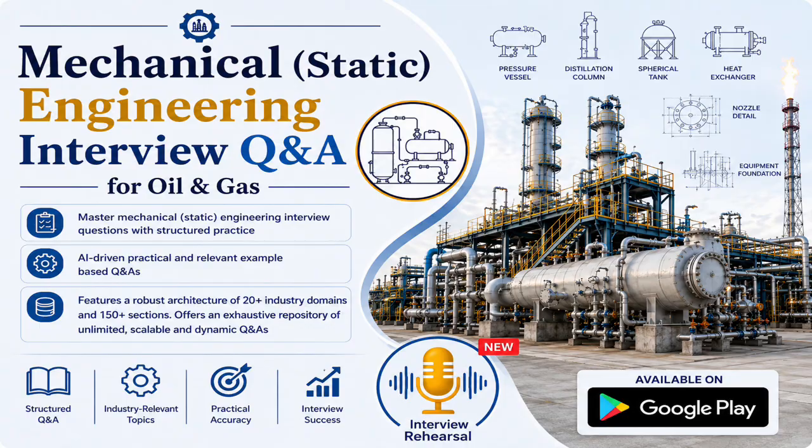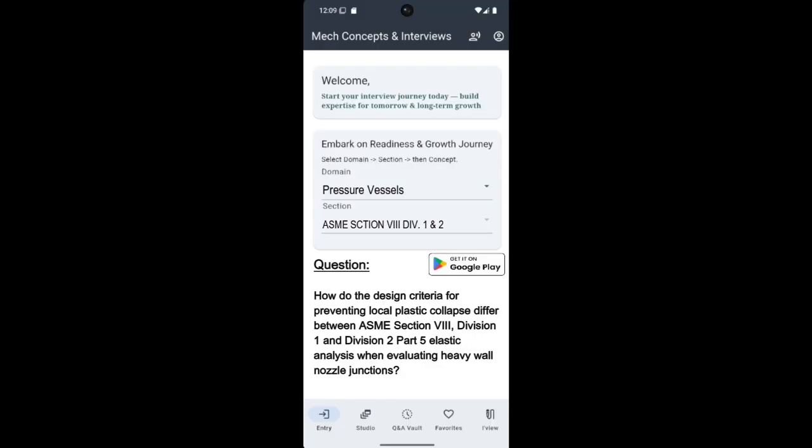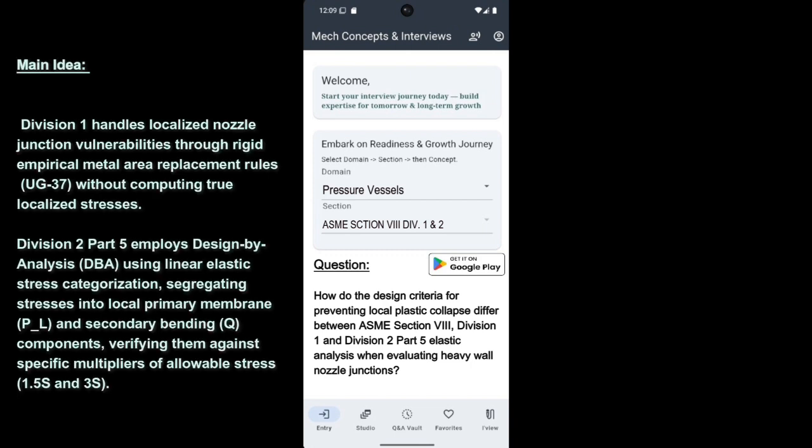Let us start by examining the architectural logic of vessel junctions from a macro to micro perspective. Explain the fundamental difference in the design criteria for preventing local plastic collapse between ASME Section 8, Division 1, and Division 2, Part 5 elastic analysis, specifically when evaluating heavy wall nozzle junctions.